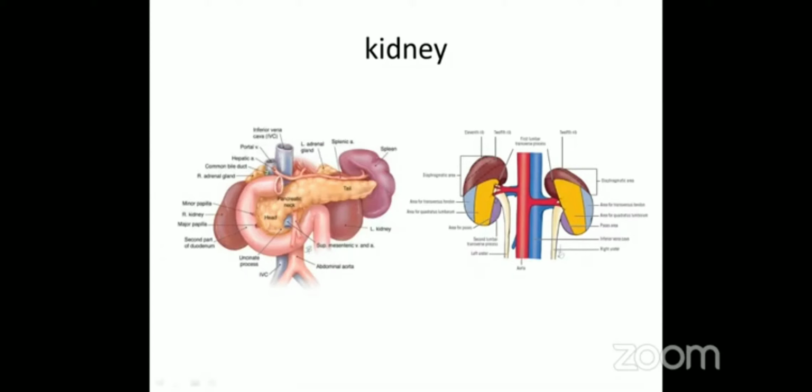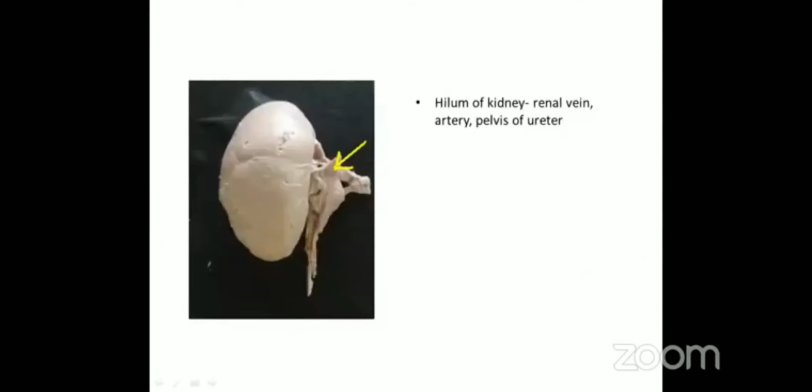Then the lower area is common for the posterior abdominal wall muscles, that is psoas major, quadratus lumborum, and transversus abdominis. So these are the anterior and posterior relations. Those can be asked as a short note for the relations, or there can be a specimen of kidney where you have to identify it.